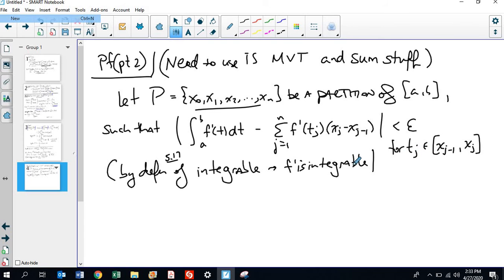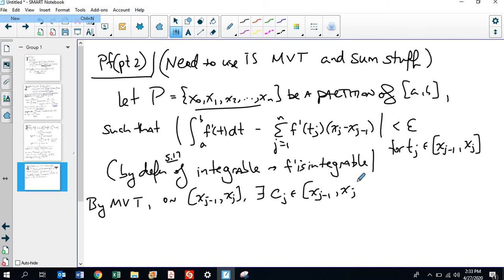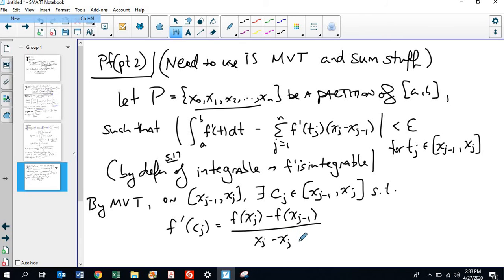Now, however, by the basic mean value theorem, on the interval from x sub j minus 1 to x sub j, there exists a c sub j in here such that f prime at cj equals f of xj minus f of xj minus 1 over xj minus xj minus 1.